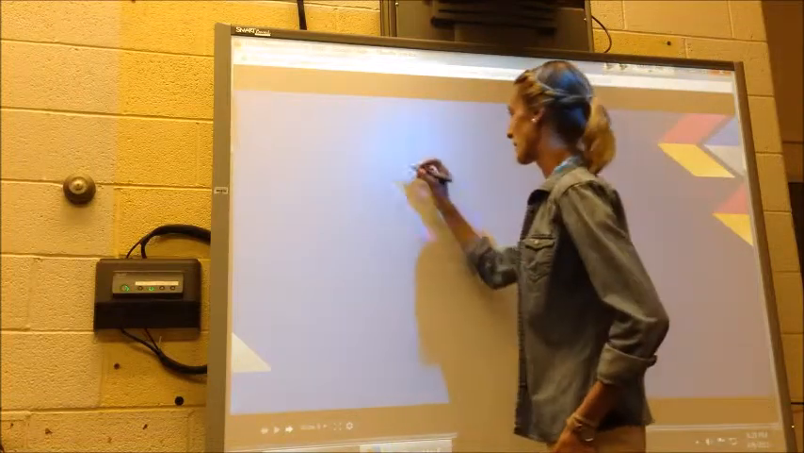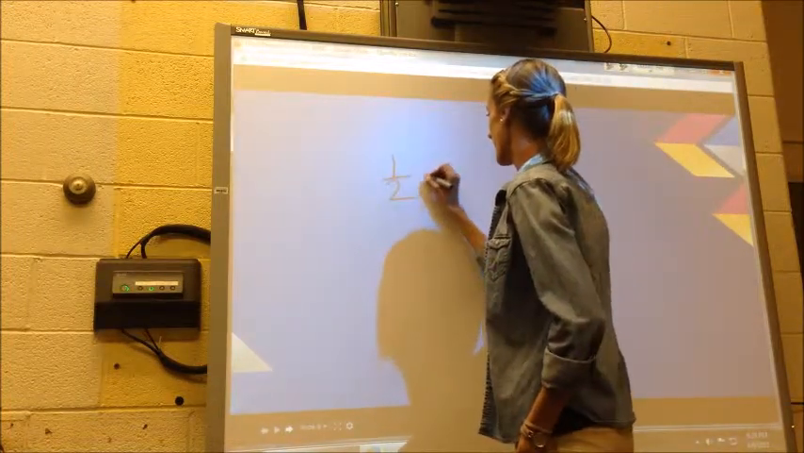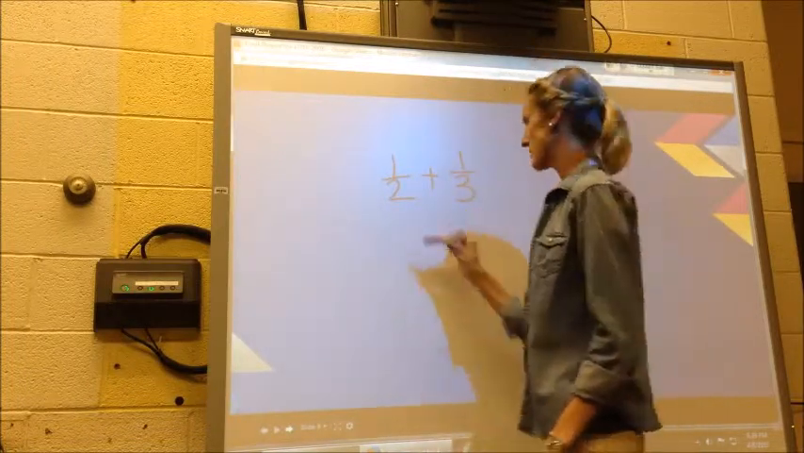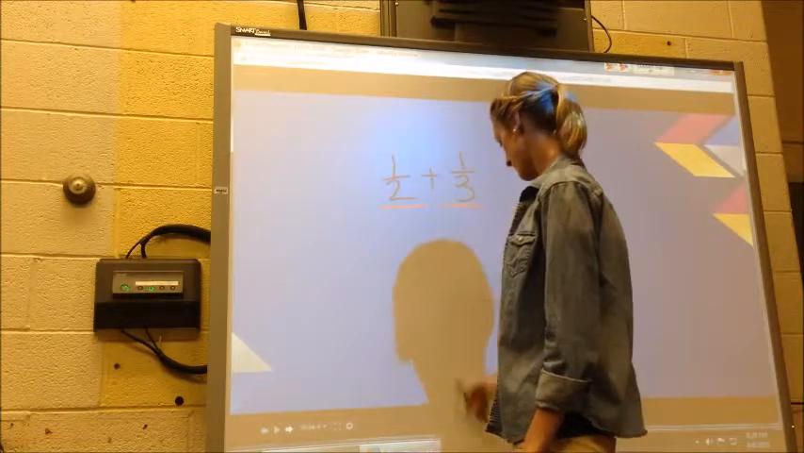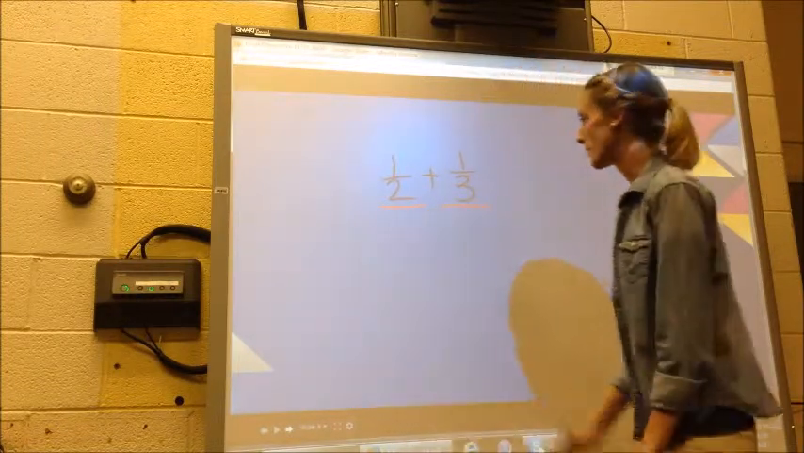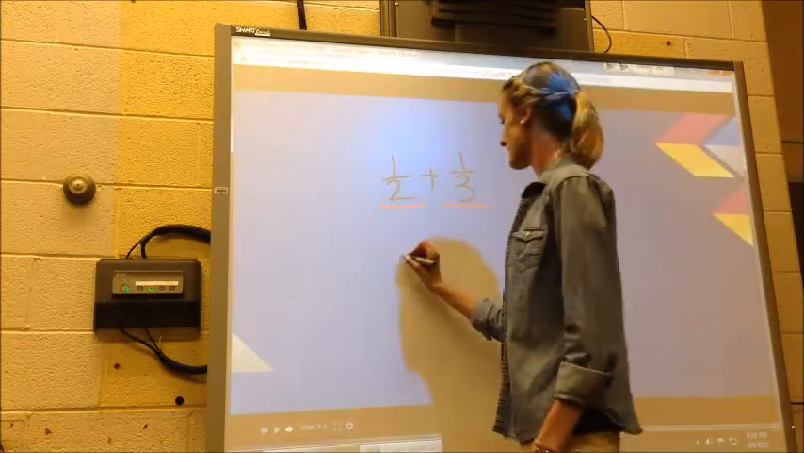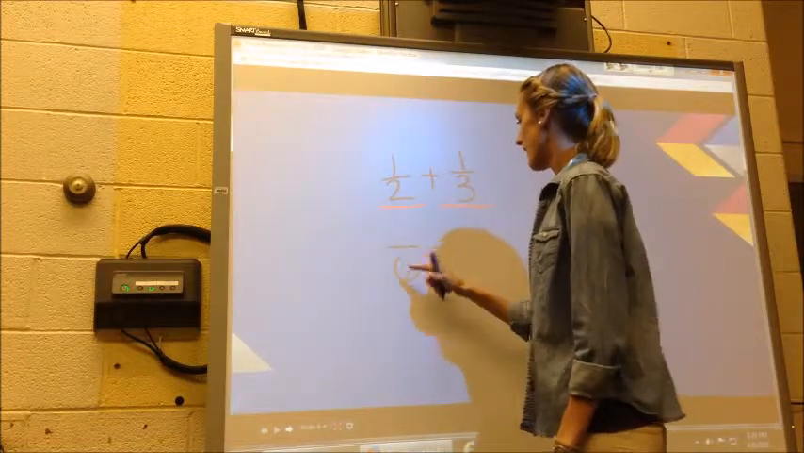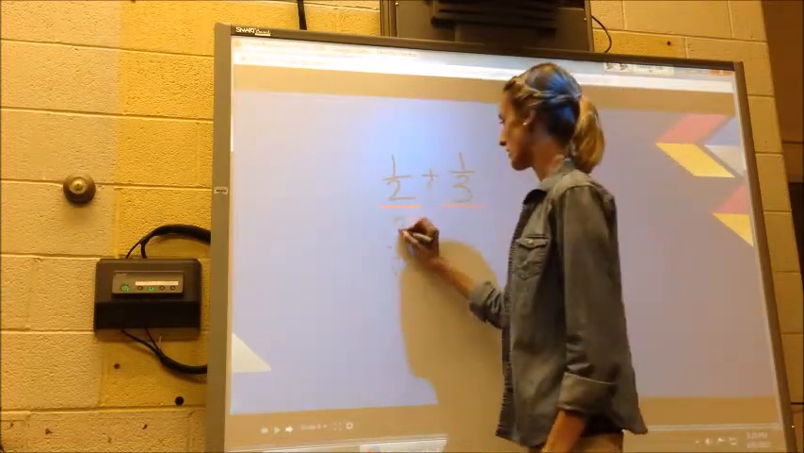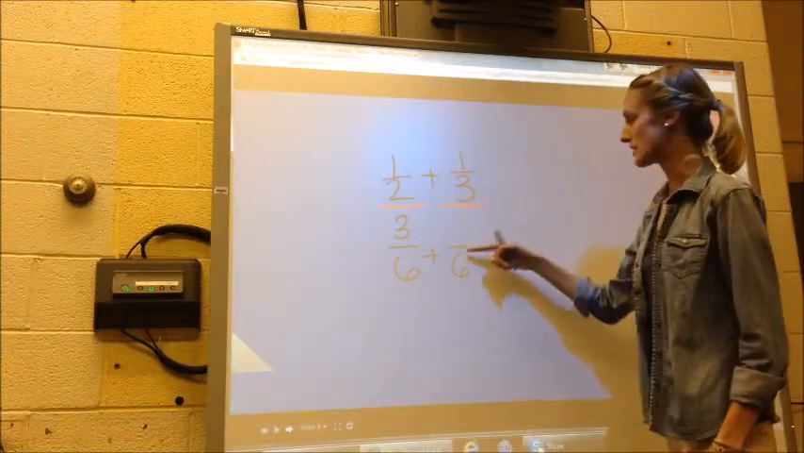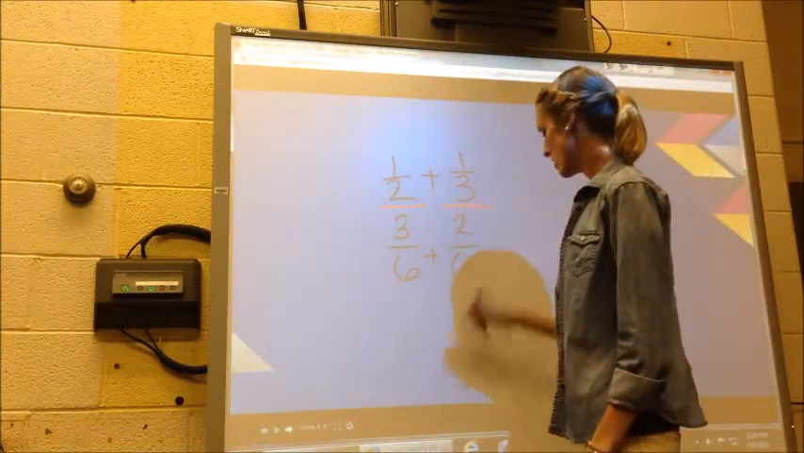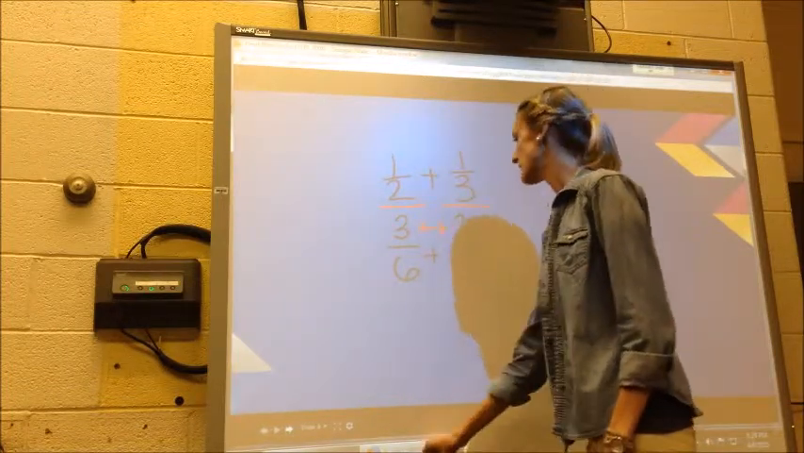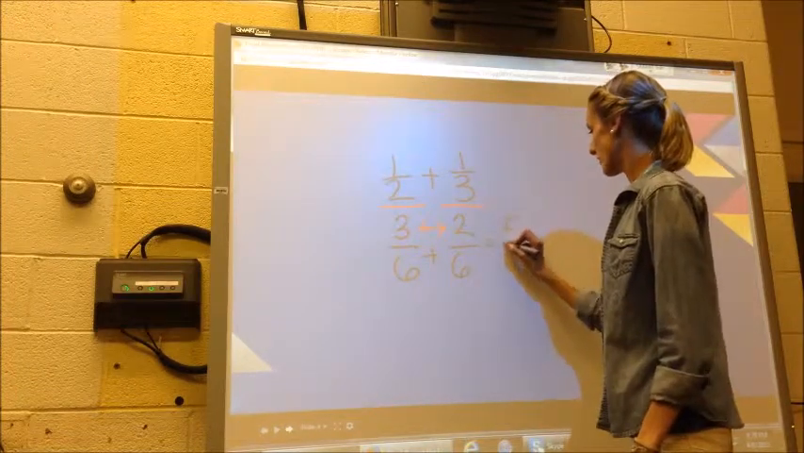The first practice problem that we'll do, 1/2 plus 1/3. As stated before, we need to find the common denominator, which is the bottom number. So the least common multiple of 2 and 3 would be 6. So the denominator would be 6. Half of 6 is 3. And then 1/3 of 6 would be 2. So what we have to do is add the top numbers to get 5 over 6.